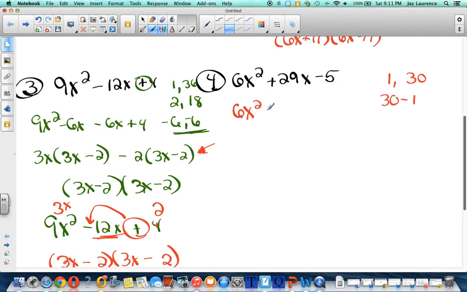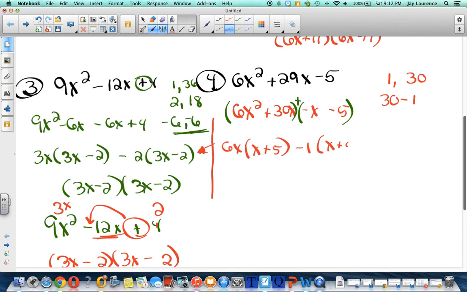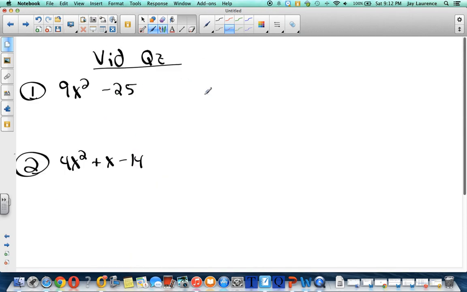I'm going to write 6x squared plus 30x minus x minus 5. So I'm going to do a little group in, do a little group in. All right, GCF there I think is 6x and that'll leave me with an x plus 5. And GCF here will be a negative 1, leaving me with an x plus 5. I'll factor out the quantity of x plus 5 and have the quantity 6x minus 1. And there you go.